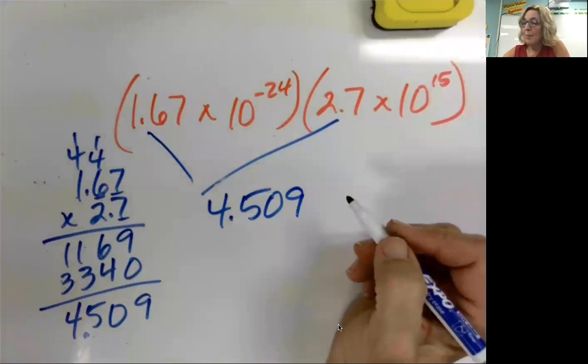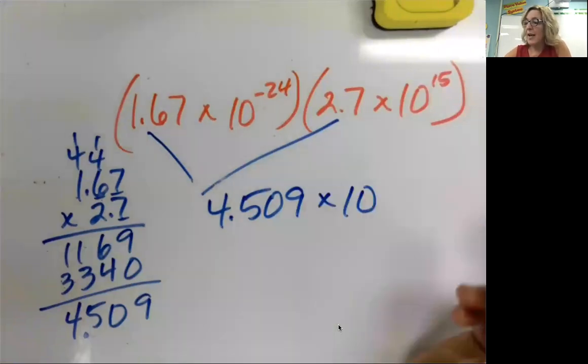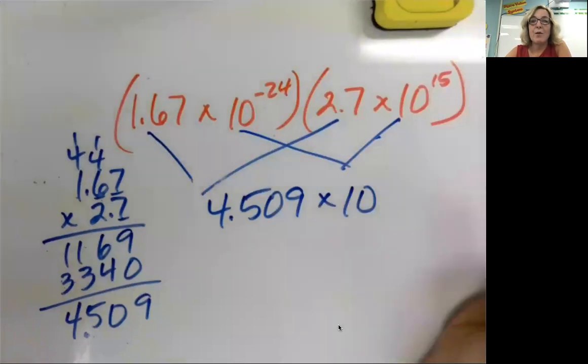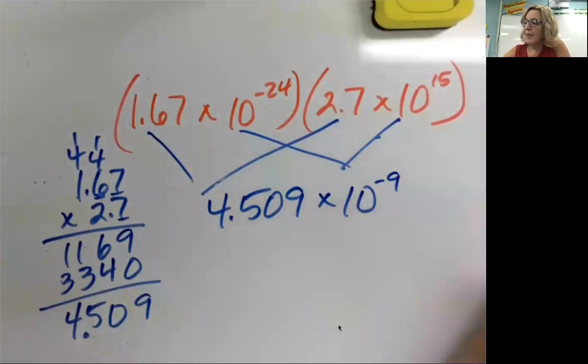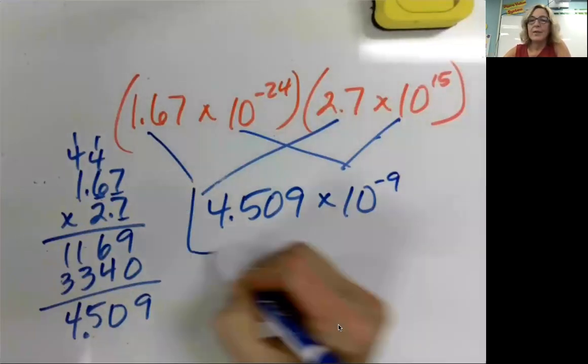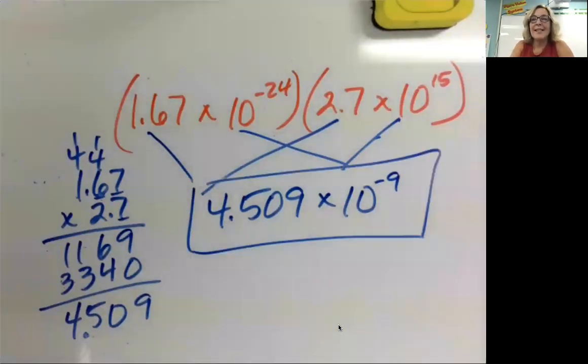So now we just need the power of 10 that goes with it. And if we multiply 10 to the negative 24th times 10 to the 15th, we're going to add those exponents. Negative 24 plus 15 would be negative 9. And so here we go. We have a product that's written in scientific notation.